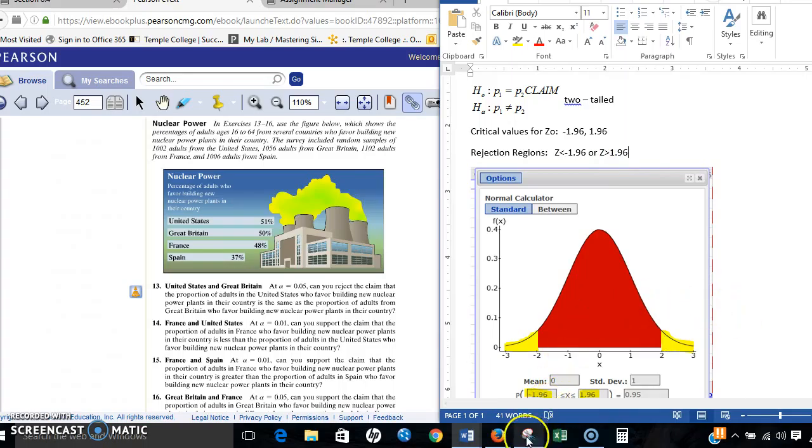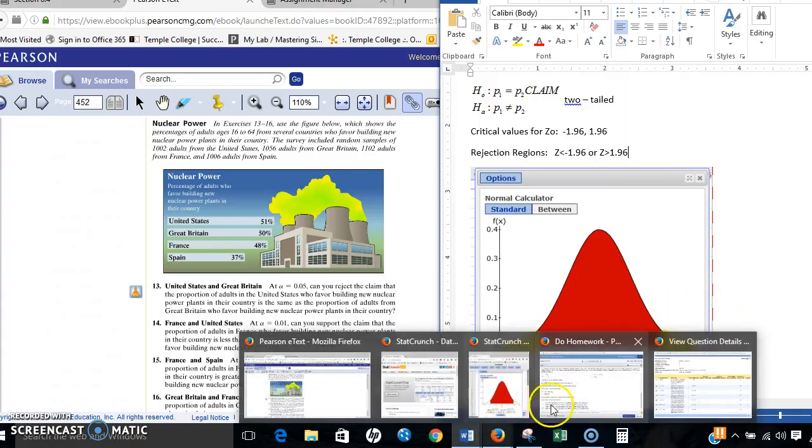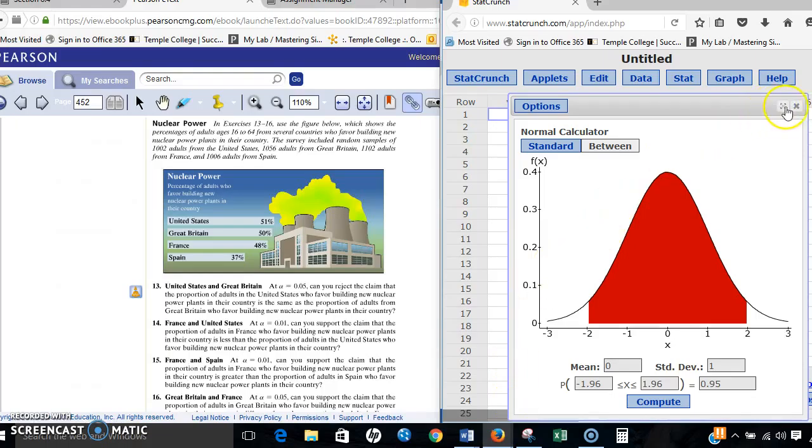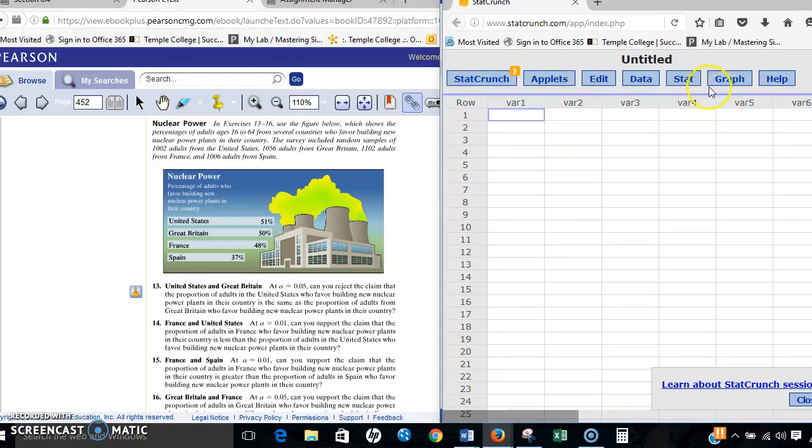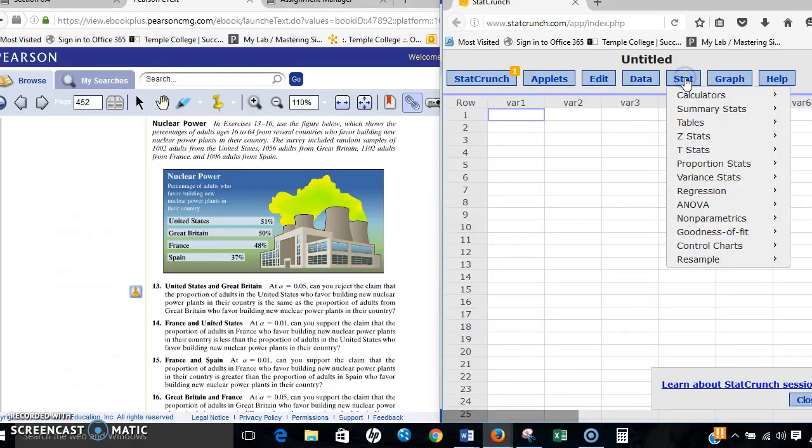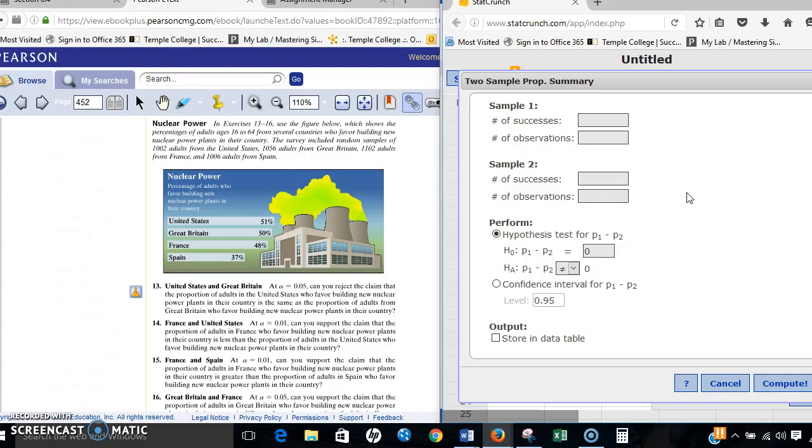So we're going to go back to StatCrunch, and we're going to actually do that particular test. To run the test, I go Proportion Stats to Sample With Summary, because they didn't give me a column of data, they only gave me some percentages here. But it asks me for the number of successes and the number of observations.